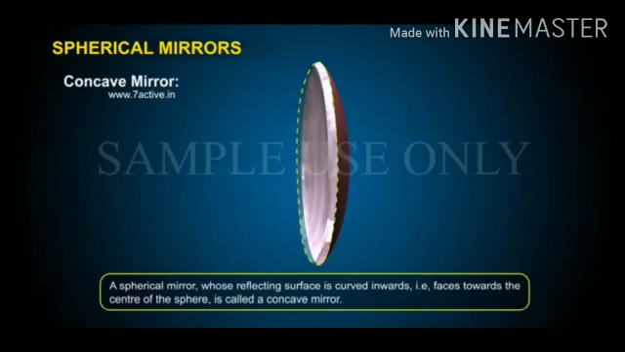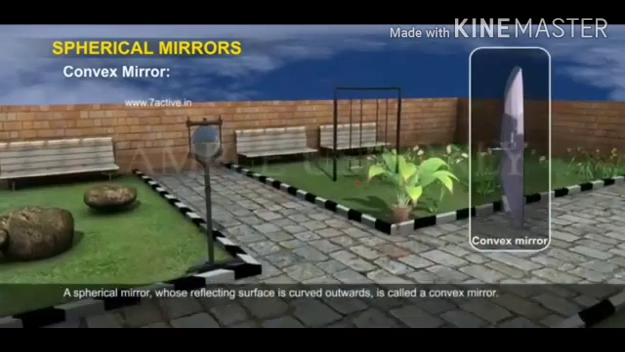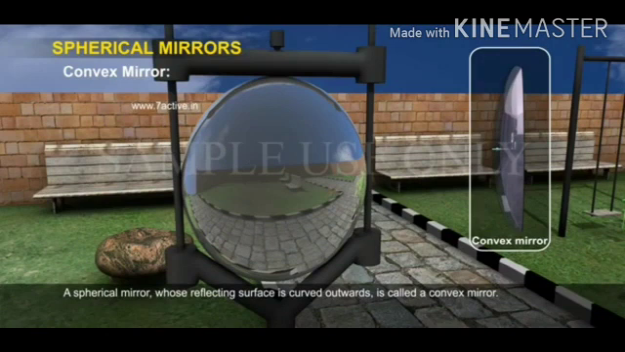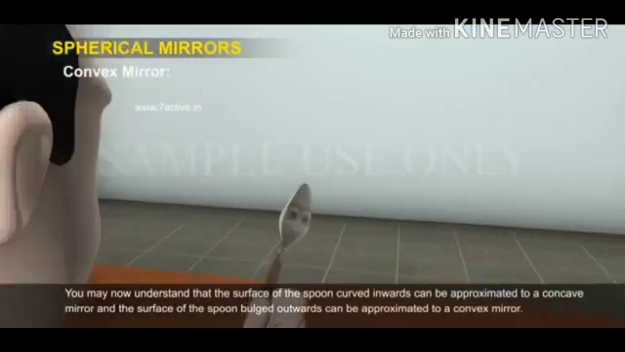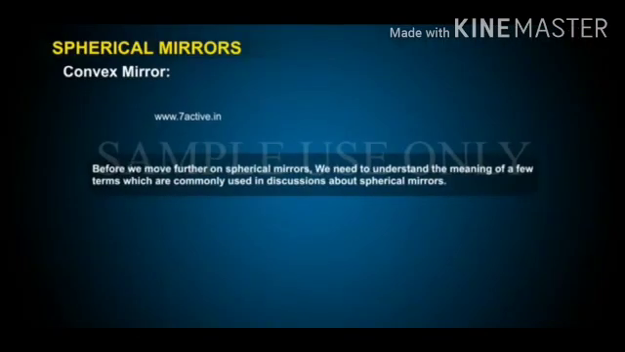In the concave mirror, the spherical mirror's reflecting surface is curved inward, that is, it faces towards the center of the sphere. It is called a concave mirror. Next, the convex mirror. In this case, the spherical mirror's reflecting surface is curved outwards. It is called a convex mirror. Now we can take the example of a spoon. The surface of the spoon curved inwards can be approximated as a concave mirror, and the surface of the spoon bulged outward is a convex mirror.